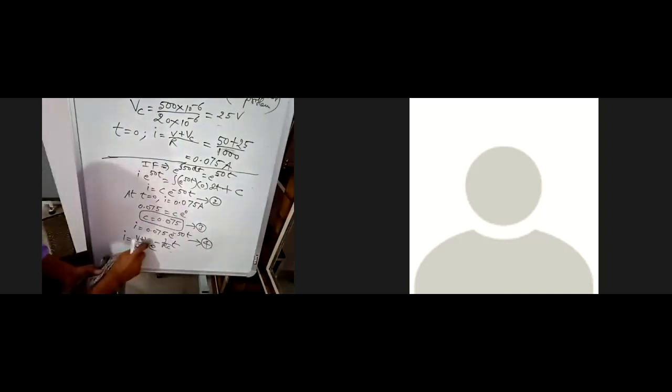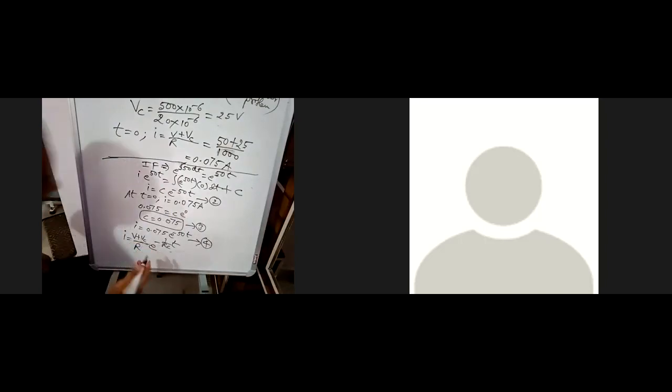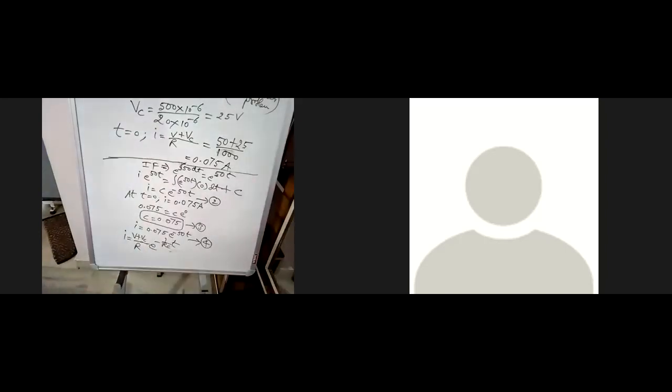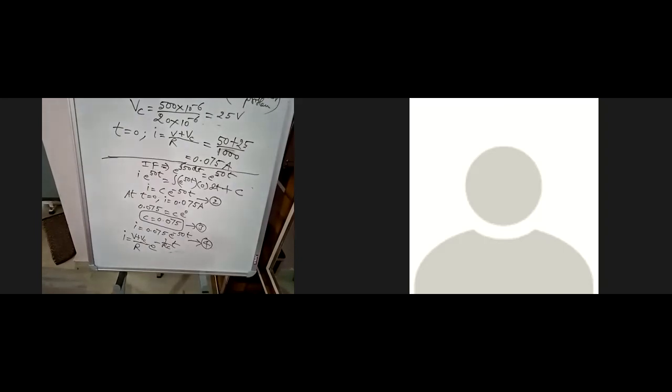It is V plus Vc by R. Actually, the formula is I is equal to V by R. If you consider the initial voltage on the capacitor, you have to consider Vc also.